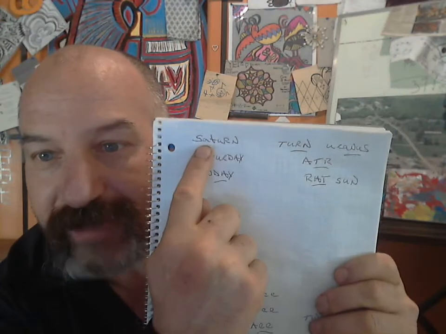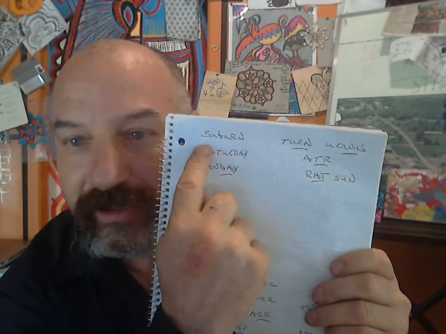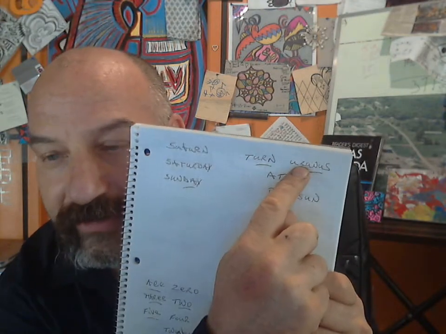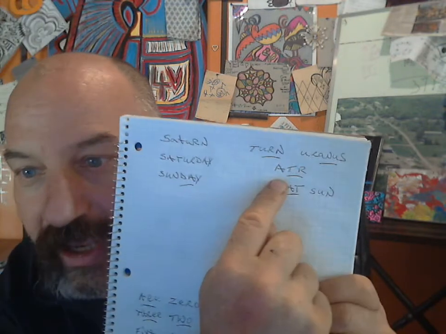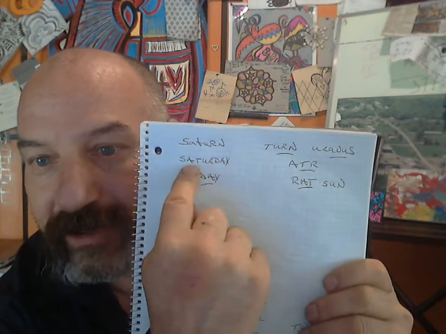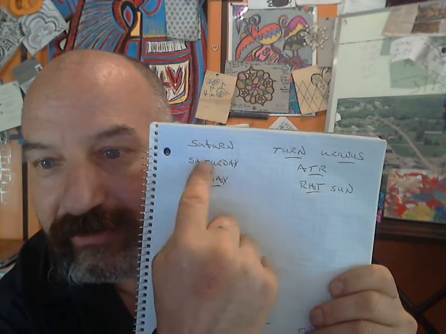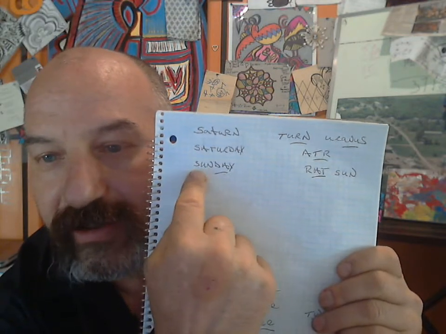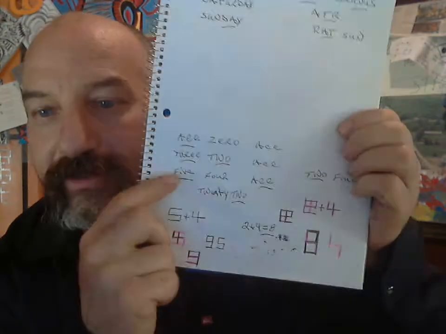Now, okay, now we're going to go to Saturn. Of course it turns. It's Uranus that turns us. Uranus. A, T, R, rat. It's a rat sun. Reverse the rat sun around, you get Saturn. Saturday or Sunday. The Sunday, we're not going to get around to that.